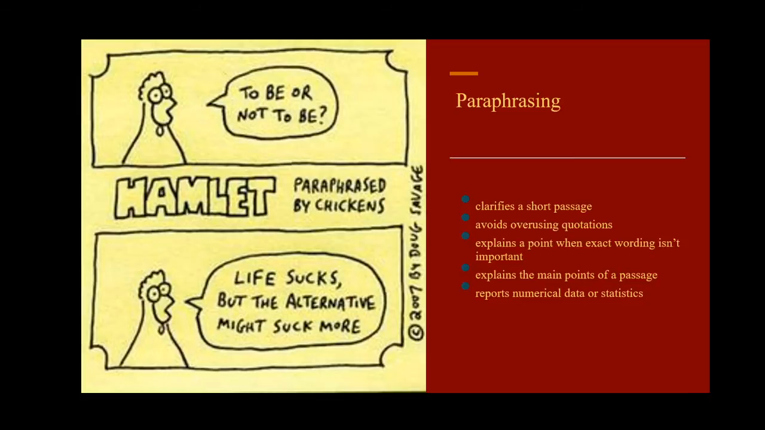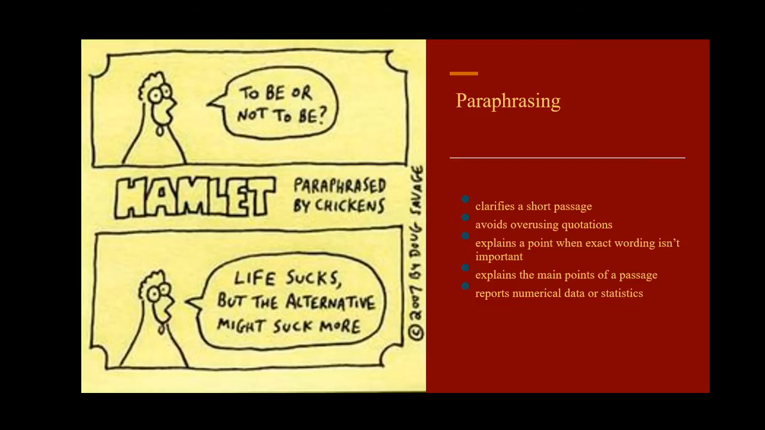And one thing that it does for other people, with "to be or not to be," if you ever read Hamlet, you will see that it can be confusing because the way he writes, as a play, it's very difficult to understand. But when you break it down, and this is why you want to paraphrase it, and you don't want to quote it in this case. You do not want to quote it. You want to paraphrase it. Why? Because it clarifies a short passage.